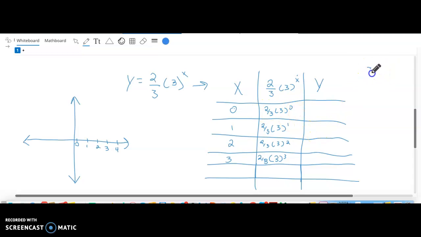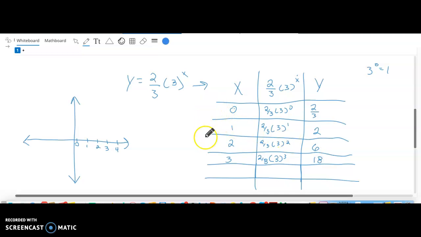Okay, so like we said, anything to the 0 power is equal to 1. So then this is going to be 2/3. 3 to the 1 times 2/3 is 6/3, so that's 2. 3 to the 2nd power is 9. 9 times 2 is 18. 18 divided by 3 is 6. And then 3 to the 3 is 27 times 2 is 54, divided by 3 is 18.